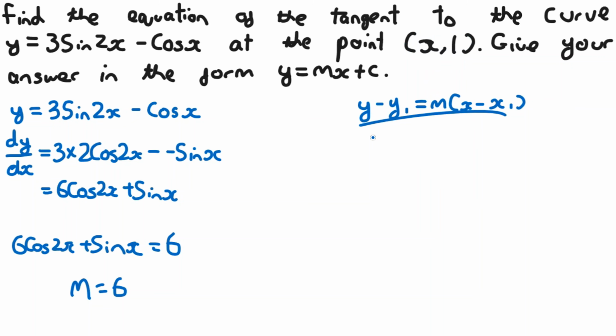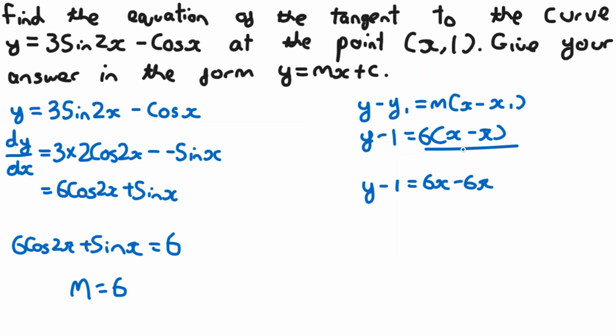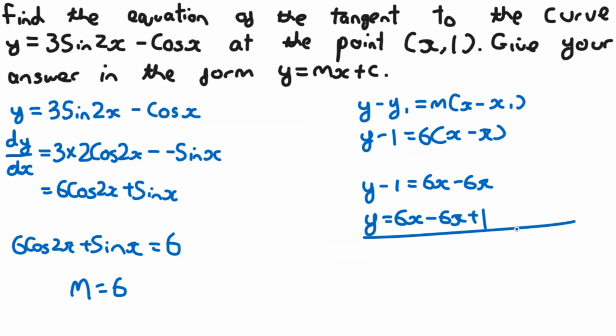So if we sub the values in, it's going to be y minus y1, which is the y coordinate of the point that the tangent passes through, which is 1, so it's y minus 1 is equal to m, which is the gradient of the tangent, which is 6, and then x minus x1, the x coordinate of the point, which is pi. We need it in the form y is equal to mx plus c, so we're going to expand this bracket, so it becomes 6x minus 6 pi, and then we're going to move this 1 onto the other side to make y the subject, so y is equal to 6x minus 6 pi plus 1, and this is of the form y is equal to mx plus c. This is the equation of the tangent.